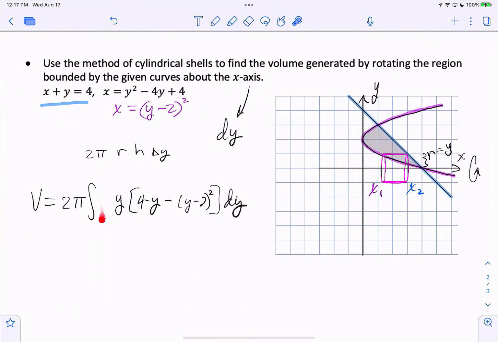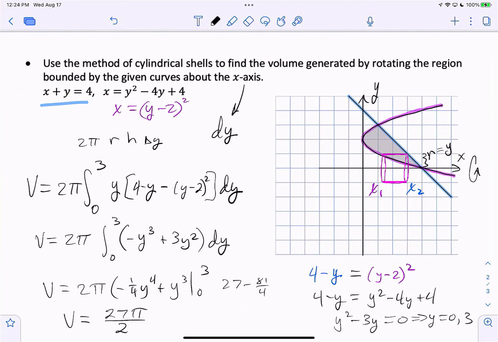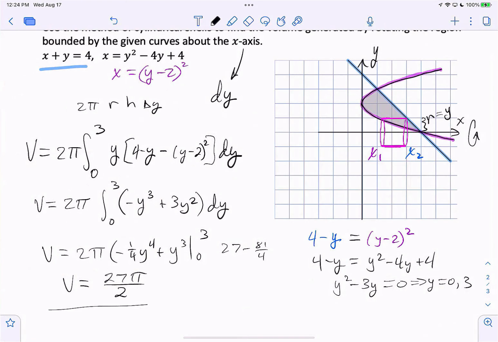As far as the limits of integration, we're looking at the y limits for the gray region. And I think it's pretty clear that this goes from 0 to 3. To confirm that, we can set 4 minus y equal to the quantity y minus 2, squared. Of course, I meant 4 minus y. I'm not trying to change anything up there. Solving this for x, 4 minus y. Okay. Now we have confirmation that y is 0 or 3. As far as integrating, simplify the integrand, distribute, use the power rule. And when all is said and done, we get that the volume is 27 pi over 2.